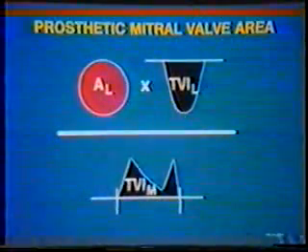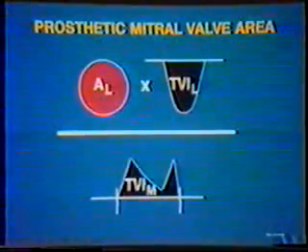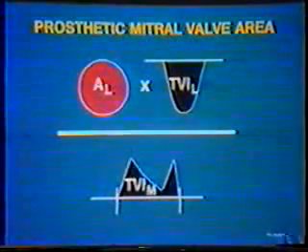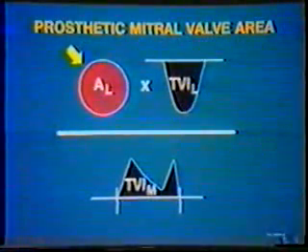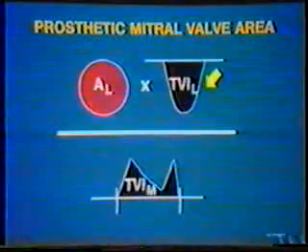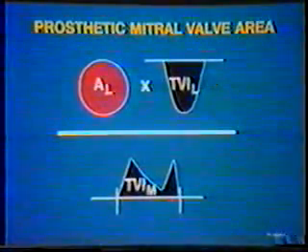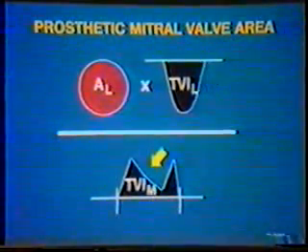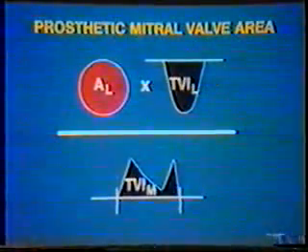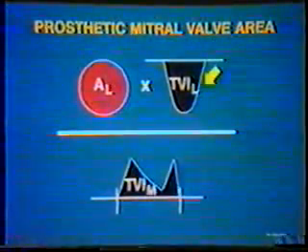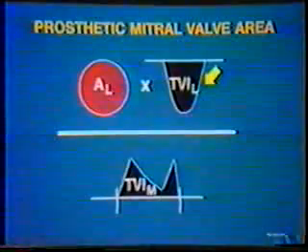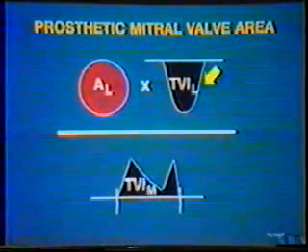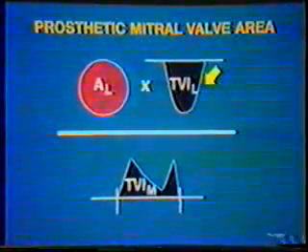From the continuity equation, the mitral prosthesis effective orifice area is equal to the LVOT area times the LVOT time velocity integral divided by the mitral TVI. Note that in this case, the LVOT TVI must be used. One does not have the option of simply using the peak LVOT velocity.